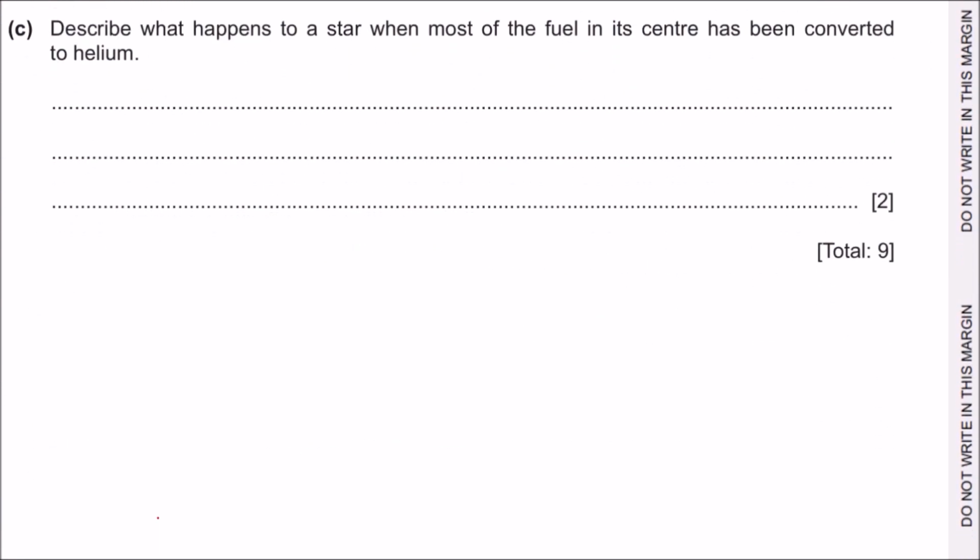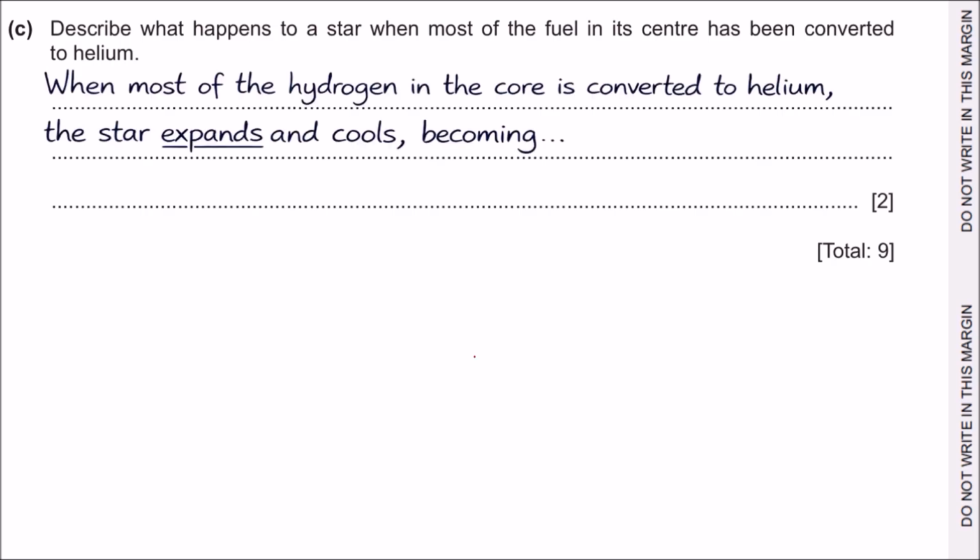Part C, describe what happens to a star when most of its fuel in the center has been converted to helium. So as thermonuclear fusion is happening, remember we said the hydrogen is being converted to helium. What will happen when it runs out of the fuel, the hydrogen? The first thing you need to understand is, when most of the hydrogen in the core is converted to helium, the star expands and cools.